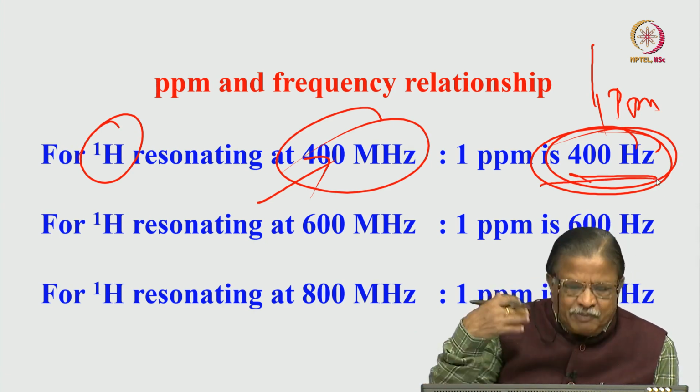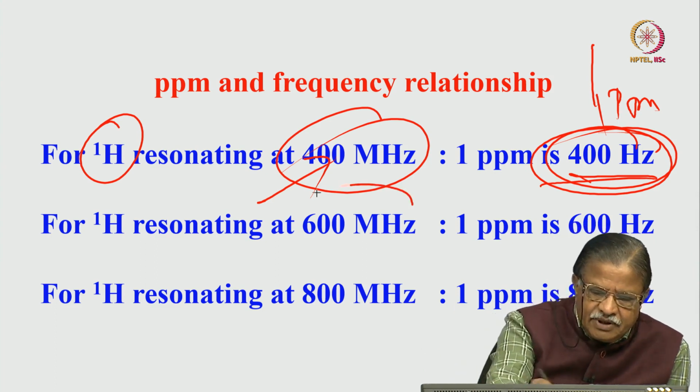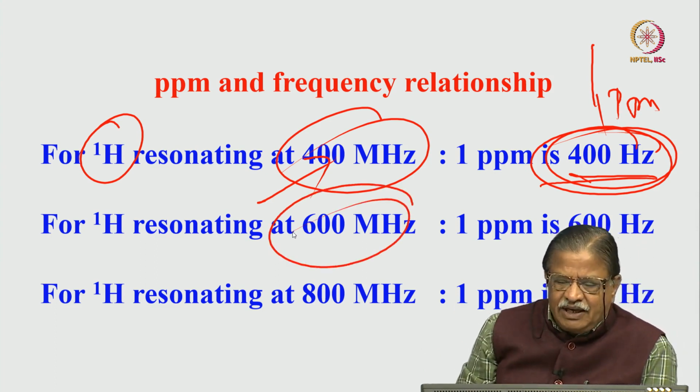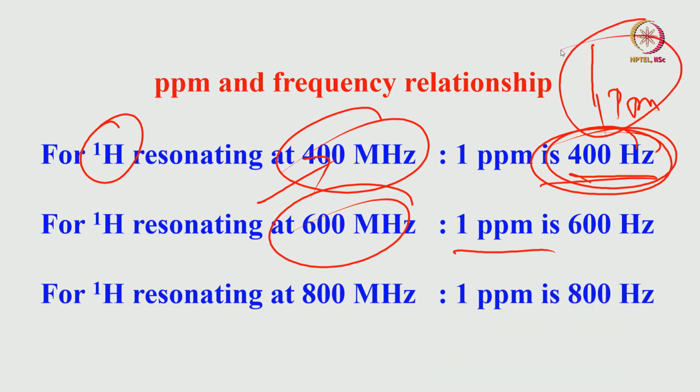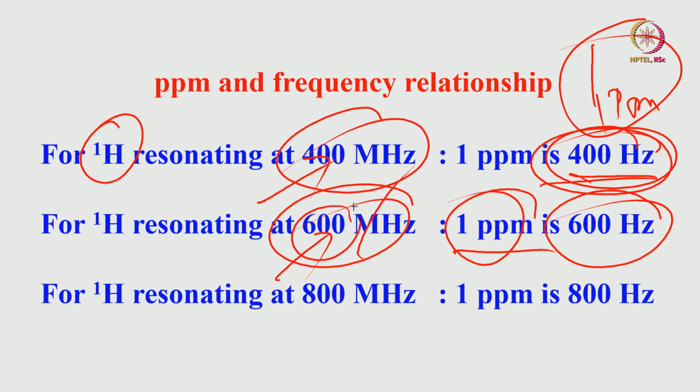Let us say I go to another spectrometer, 600 megahertz. Then the resonating frequency for 1 ppm of the same peak, if I get a single peak at 1 ppm in 600 megahertz, 1 ppm means 600 hertz. Simple. You take the resonating frequency in megahertz, remove the megahertz part, and whatever number is left is the hertz value for 1 ppm. Similarly, for 800 megahertz, 1 ppm is 800 hertz.